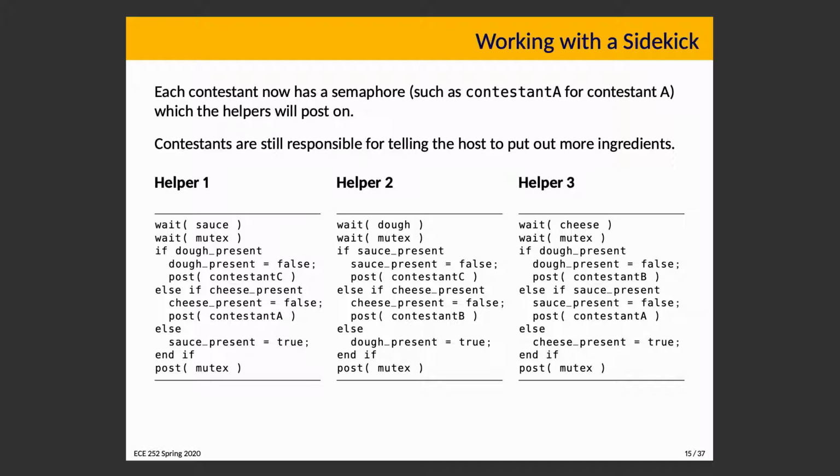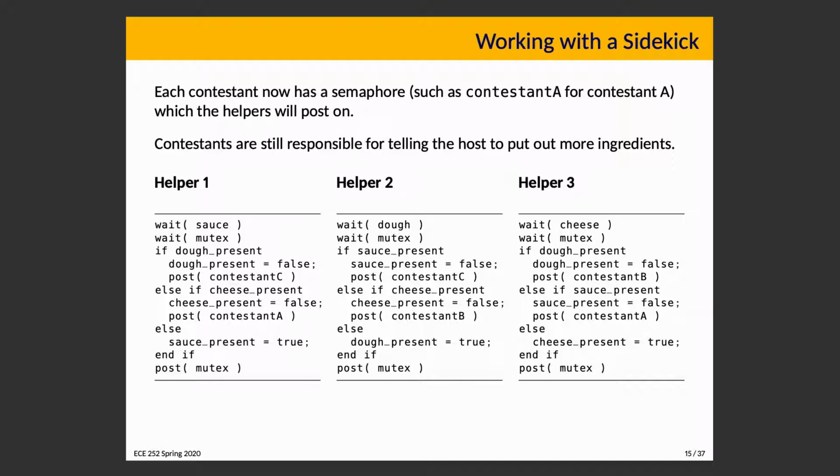And the same is true for dough. When dough is put out on the table, helper 2 is activated. If there is already sauce, tell contestant C, here you go. If there's cheese instead, tell contestant B, let's do this. Otherwise, just mark dough as being present and go on. And again, it's totally analogous for helper 3, where helper 3 waits for cheese.